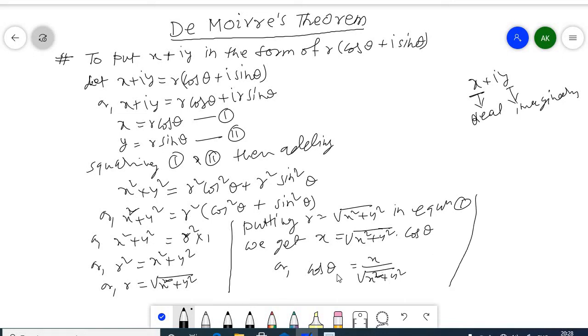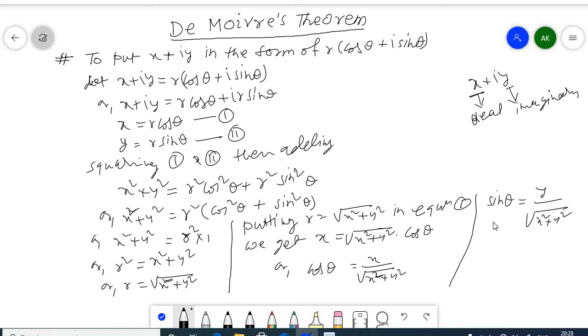Similarly, what will be the value of sin theta? Similarly, if we put the value of r, that is root under x square plus y square, in equation 2, we find sin theta is equal to y by root under x square plus y square. So the value of cos theta is x by root under x square plus y square, and the value of sin theta will be y by root under x square plus y square.